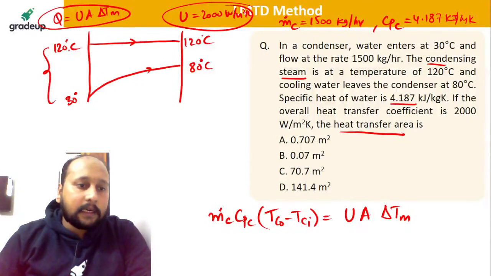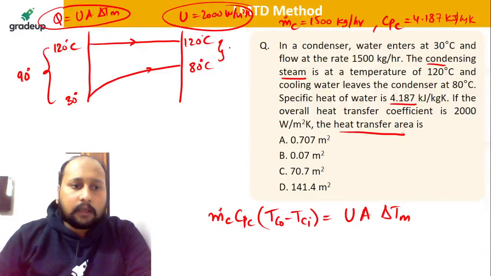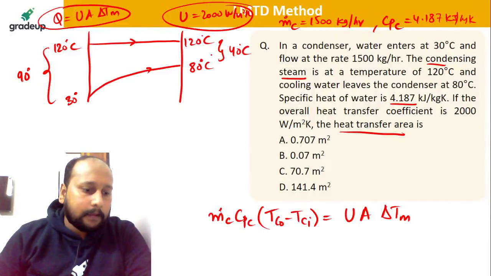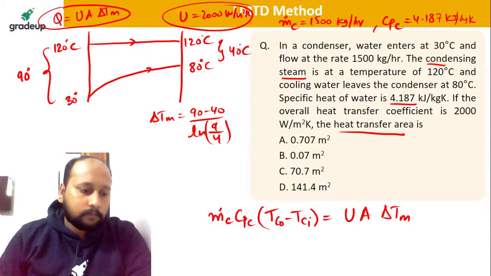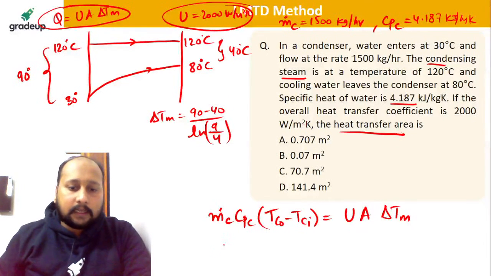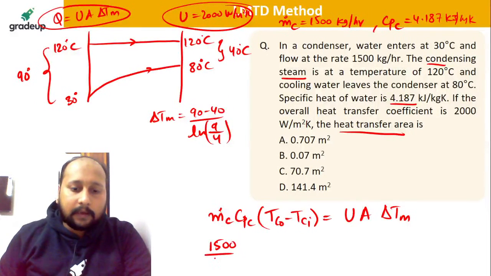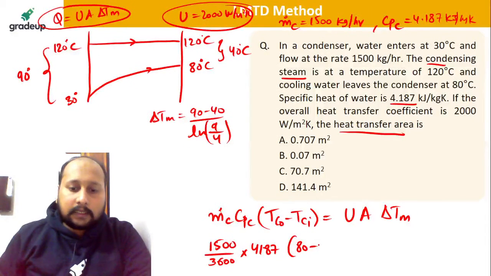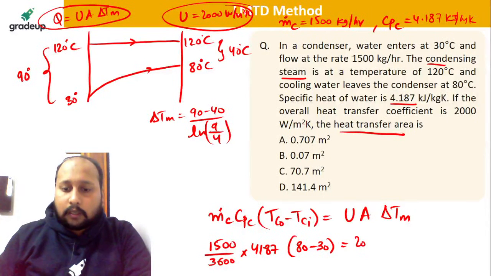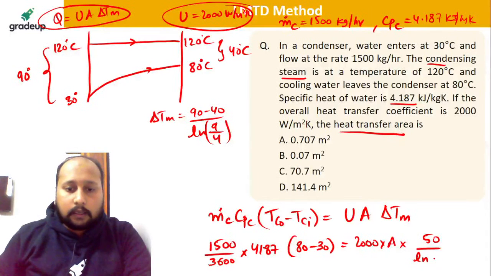So let's calculate delta Tm. This is 120 and 30, so this will be 90 and this will be 40. Clear? So your delta Tm will be equal to 90 minus 40 divided by ln 9 by 4. Place this value and you'll be getting the answer. Now make sure you are converting into SI. This is 1500 by 3600. Cp is 4187, I've converted into joule per kg Kelvin. Tco is 80, Tci is 30, U is 2000. Area you have to calculate. Delta Tm is 50 divided by ln 9 by 4.